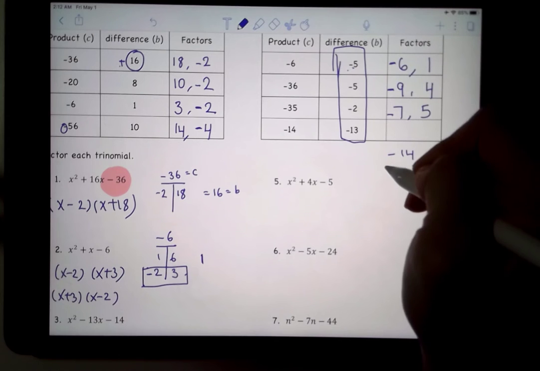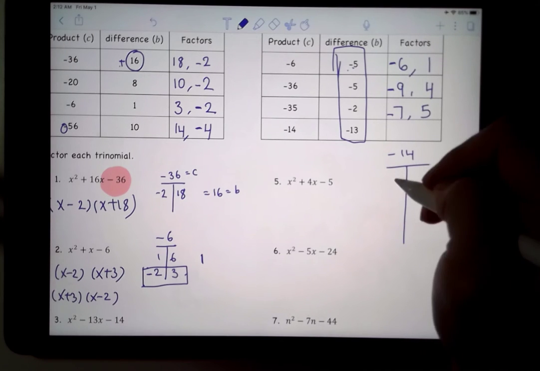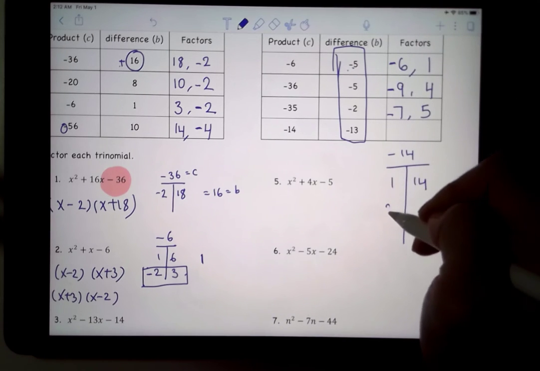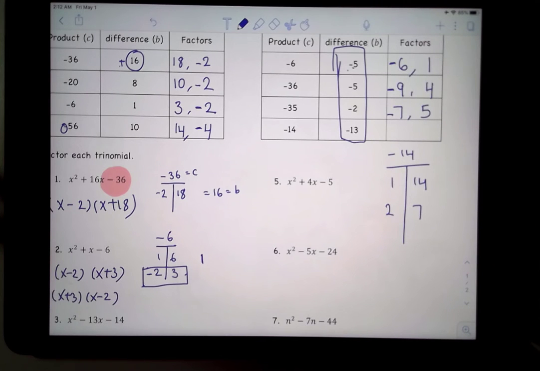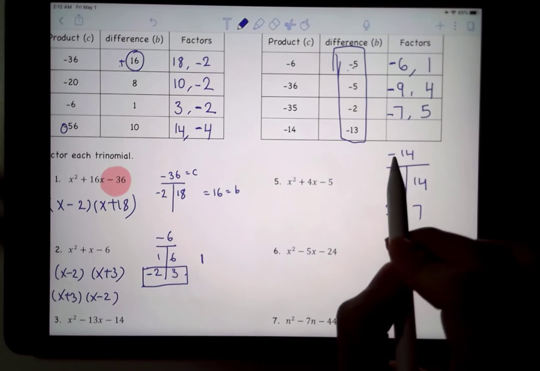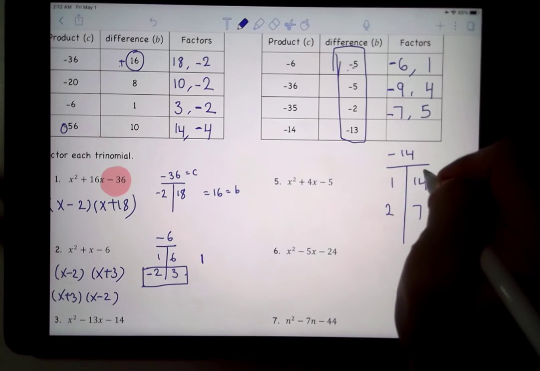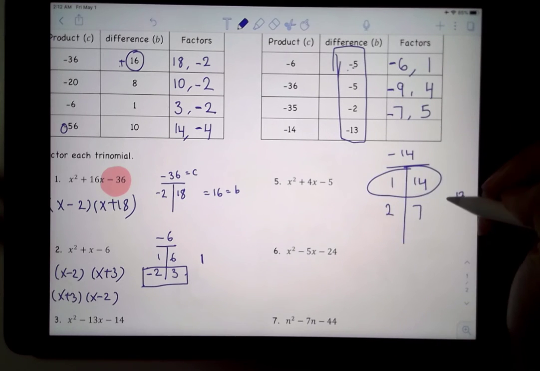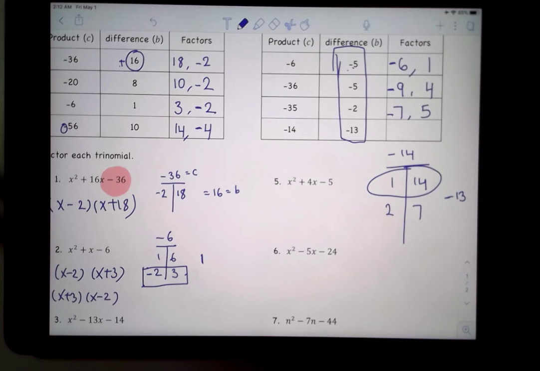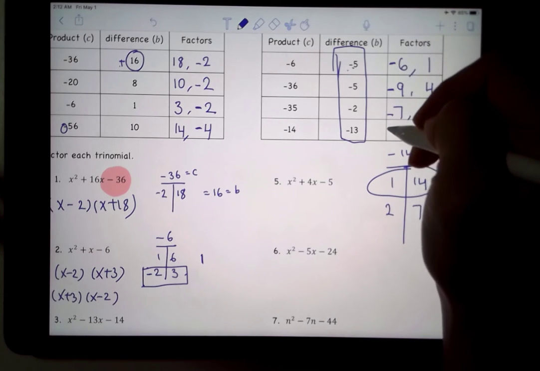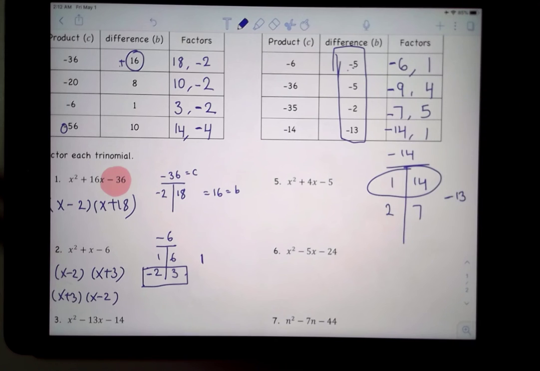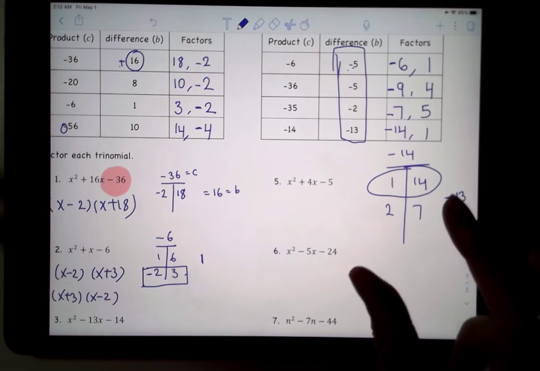And next one, negative 14, then that is 1 and 14, 2 and 7, that's it. And my difference is 13, then that is 1 and 14, right? But especially I want to get negative 13, so negative 14 and 1. Okay, so we found all the numbers.